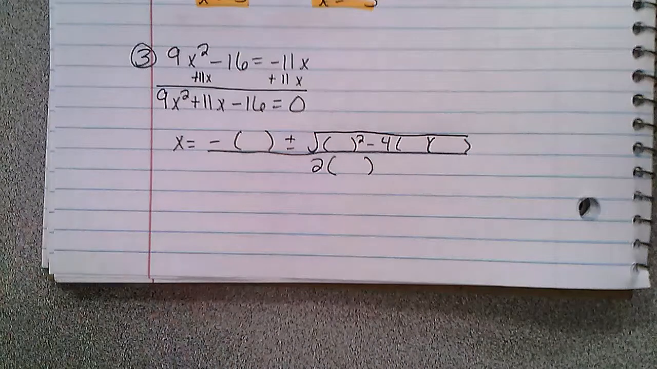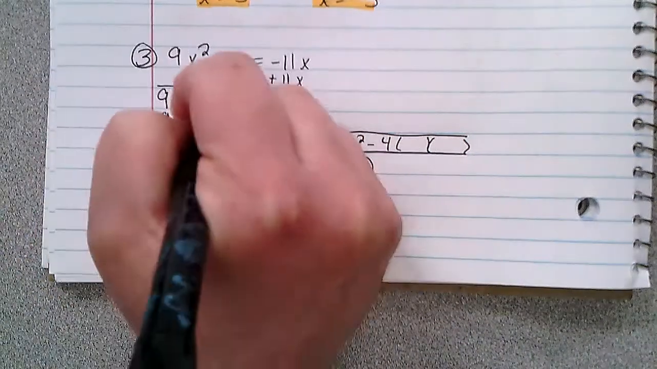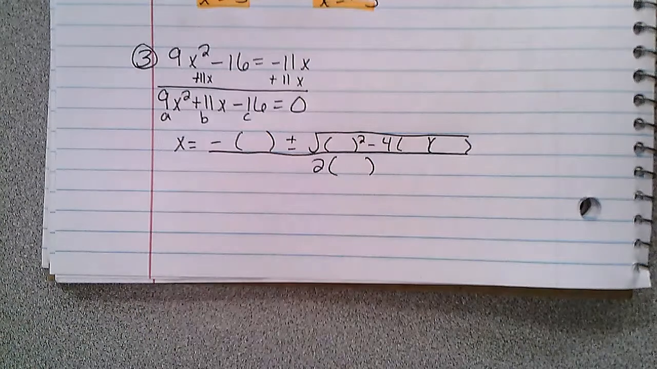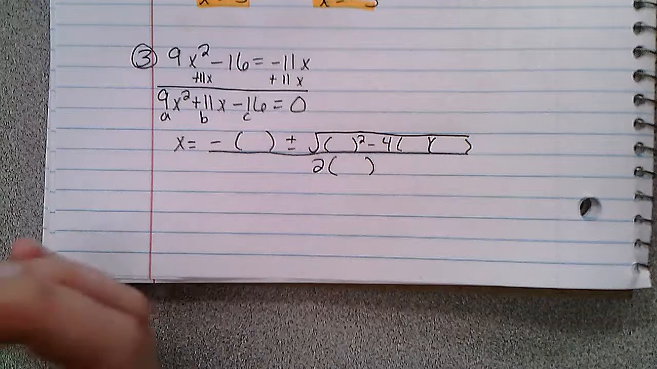Now it's equal to 0. This time I do have a, b, and c value. The b value was just on the wrong side. I had to fix it. So now we can plug it in.